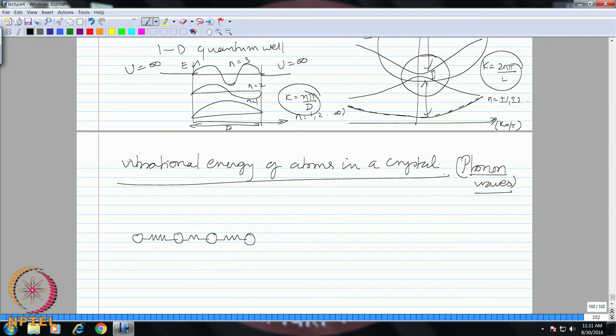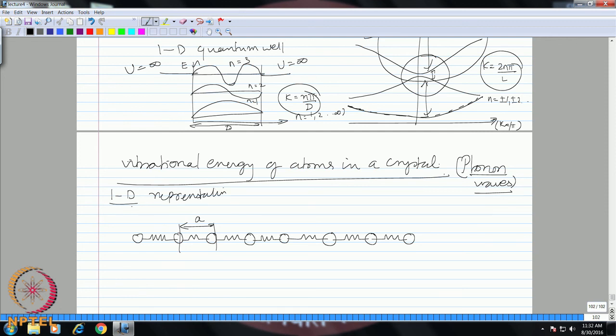So, all connected by the same spring with the same spring constant, and the separation between them can be denoted as A. So, you have n number of atoms forming a crystal. This is just a one dimensional representation. So, we are talking about a 1D representation. The actual crystal is 3 dimensional.